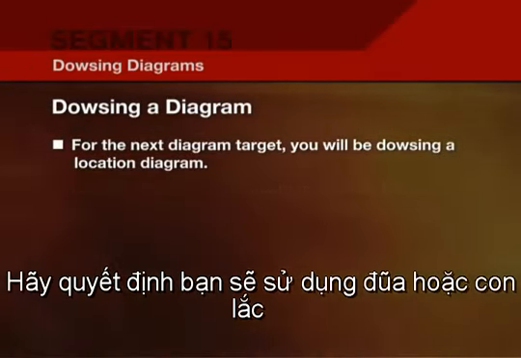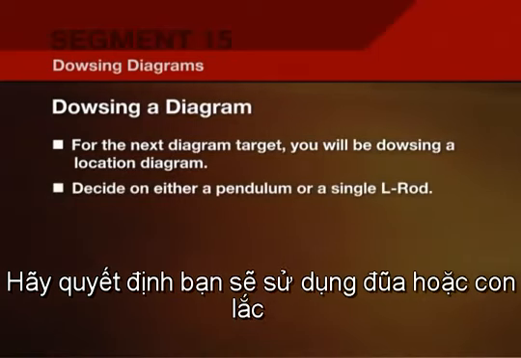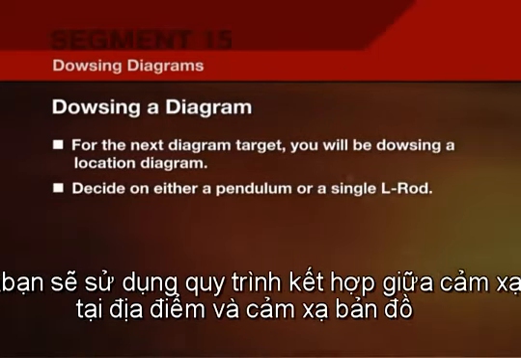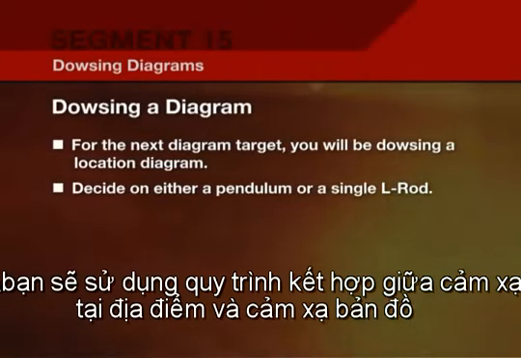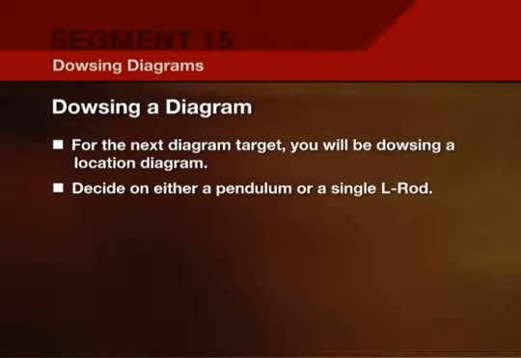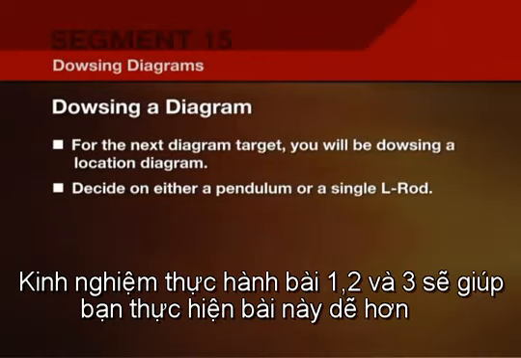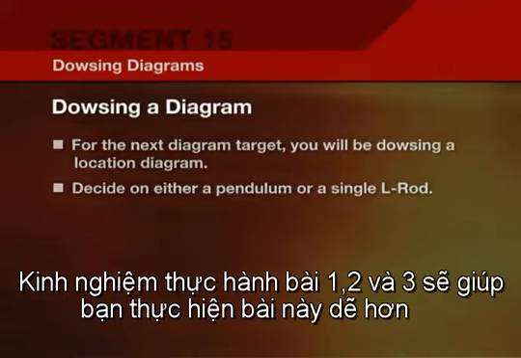For the next diagram target, you will be dowsing a location diagram. Once again, decide on whether you'll be using a pendulum or a single L-rod. The protocol you will use is a mix between map dowsing and on-site dowsing. Your previous experience executing targets 1, 2, and 3 should make this dowsing exercise fairly easy to follow.